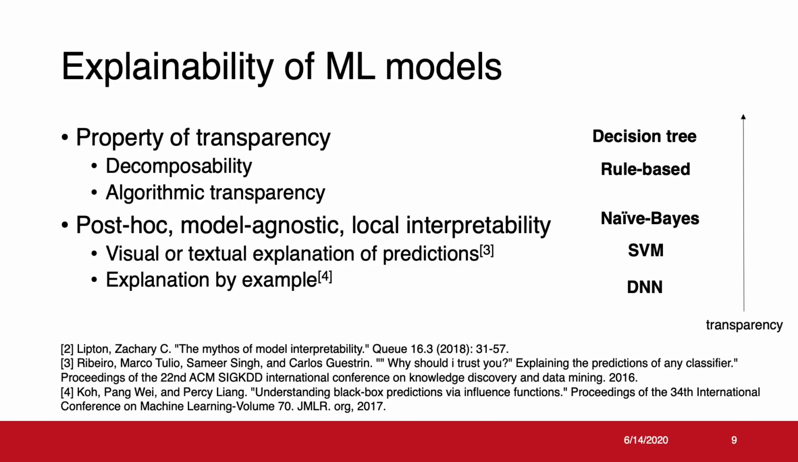Recent works adopt a post-hoc model-agnostic interpretation that provides insights in the locality of the predicted data point. The explanation comes either from visual or textual artifacts, or by providing the most similar already seen data points from the training set. Also, other methods exist, but I won't dive into them. As we'll see soon, we focused on a decomposable and algorithmically transparent class of models.